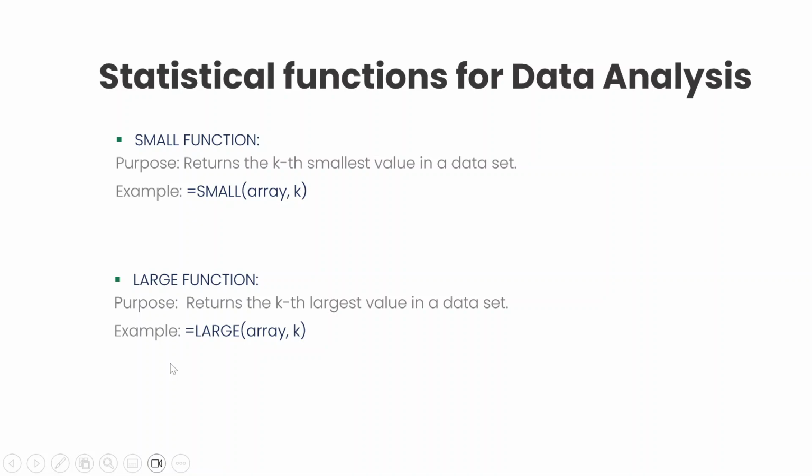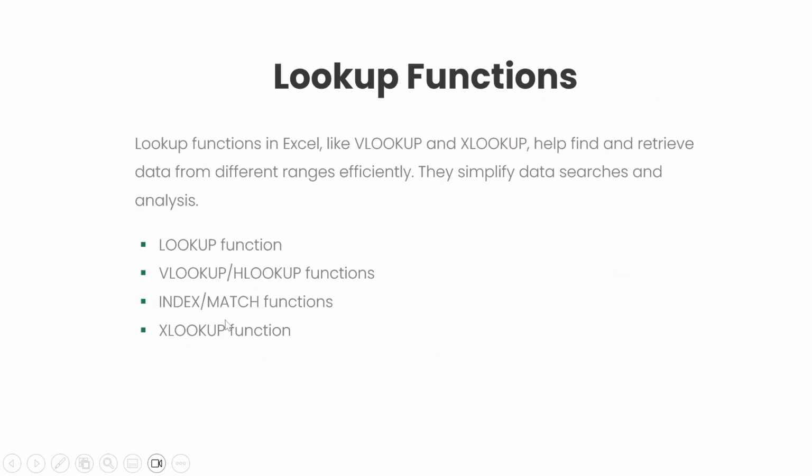Same thing with the large. If I give you the array that I have and my k is 0, it means give me the largest number, which is the same thing the max function will return. But if my k is 1, it means give me the next largest number. That's just what the k is used for. So that's the difference between the small and large functions and the min and max functions.